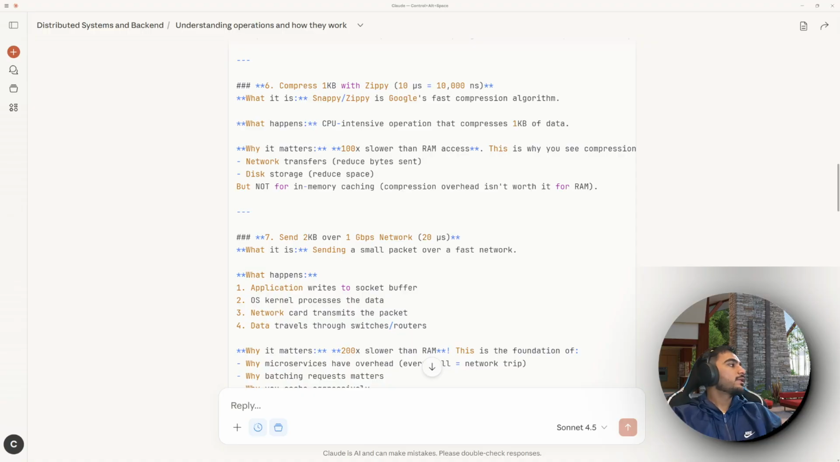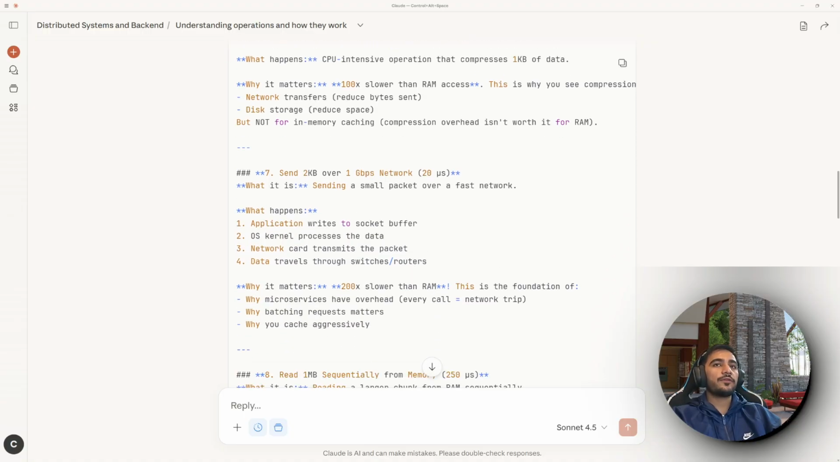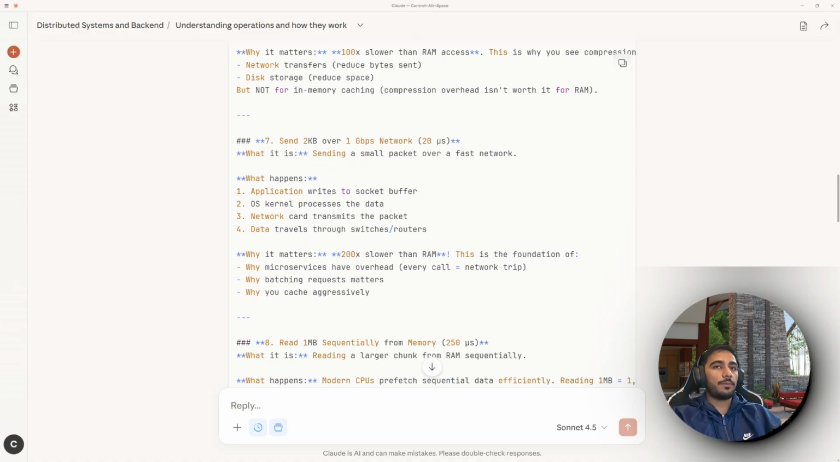All right. Then we come to sending 2 kilobytes over a 1 Gbps network. What it is: sending a small packet over a fast network. What happens? The application writes to the socket buffer. The OS kernel processes the data. The network card transmits the packet which contains the data. The data travels through switches and routers. Why it matters? This is 200 times slower than RAM.